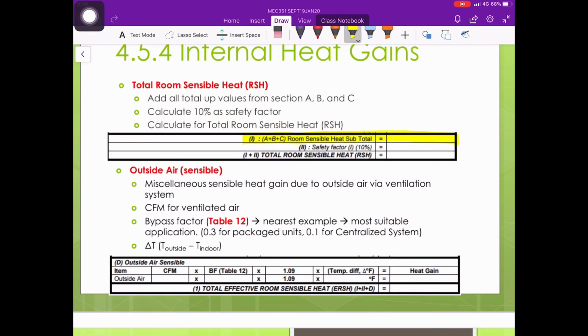Now we can obtain the room sensible heat by adding the values obtained from sections A, B, and C. Next, we are going to calculate the 10% safety factor before we add this value to the room sensible heat to obtain the total room sensible heat.